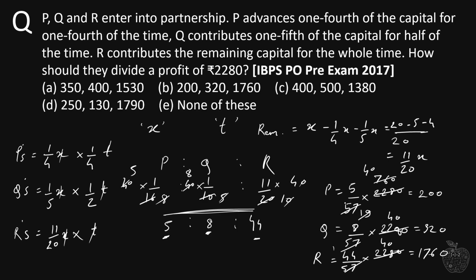Alright, so P will get 200, Q will get 320, and R will get 1760. That is what we are asked, right? How should they divide the profit? So we should be dividing this in 200, 320 and 1760. So here option B is the correct one.